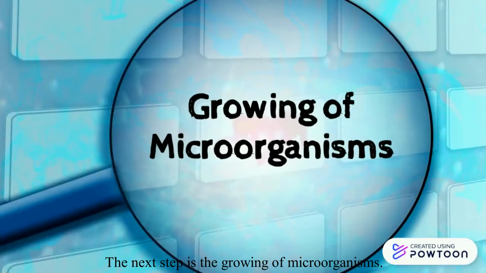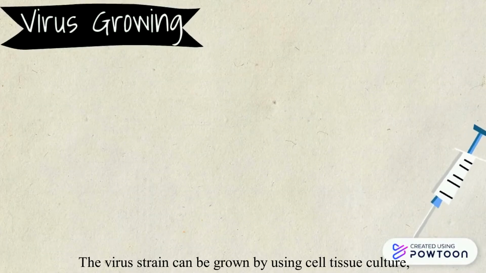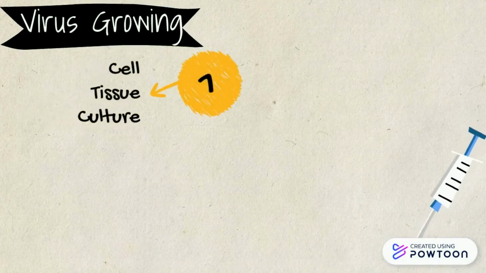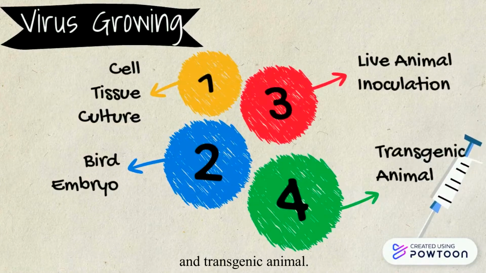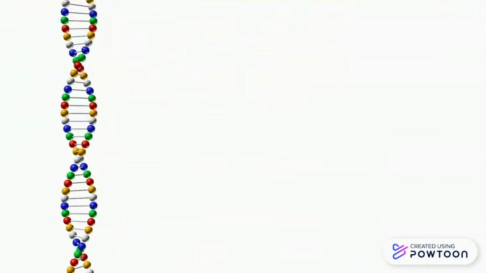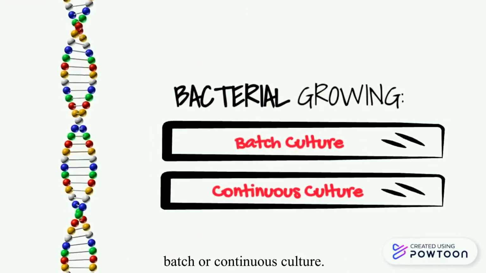The next step is the growing of microorganisms. The virus strain can be grown by using cell tissue culture, blood embryo, live animal inoculation, and transgenic animal. On the other hand, bacterial strain can be grown by using batch or continuous culture.